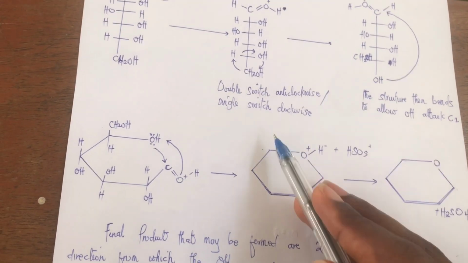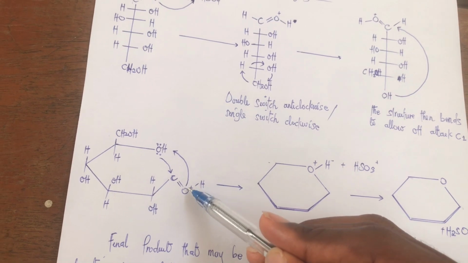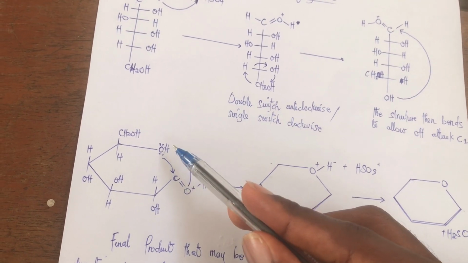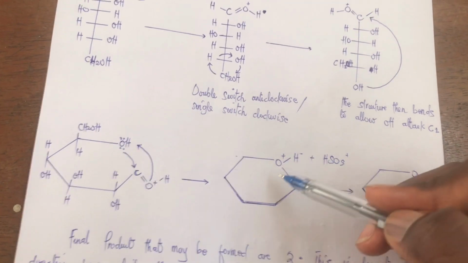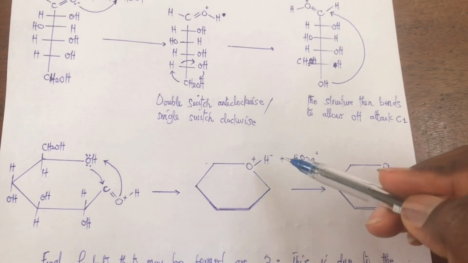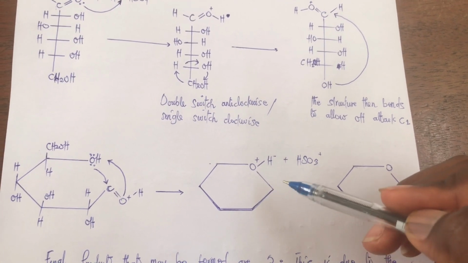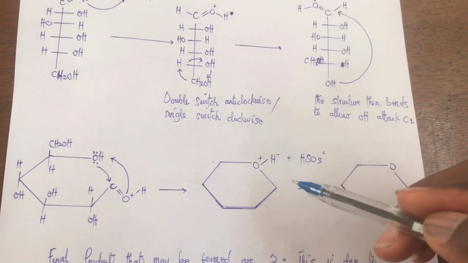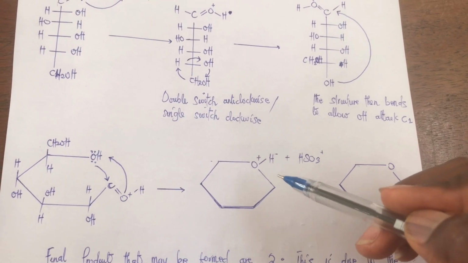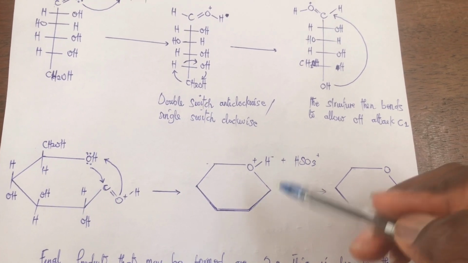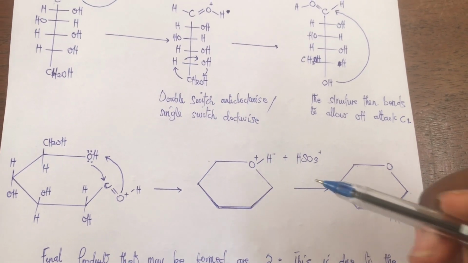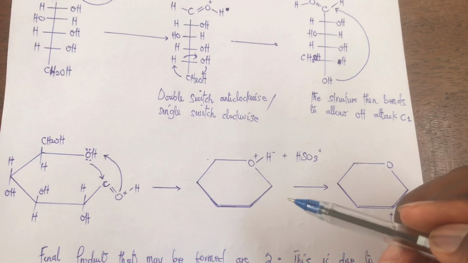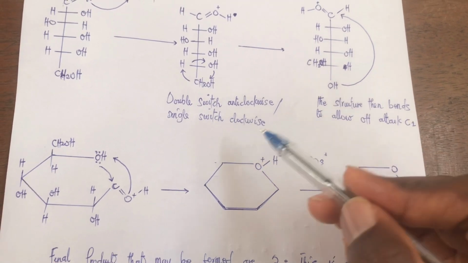So now when it attacks it, this oxygen will move to this direction and this OH group will also attack it. Now we have something like this. We don't actually have to determine whether it is a beta or alpha, because depending on the position of the OH group, if the OH group is at the top, then we are having a beta. If the OH group is at the down, we are having an alpha.